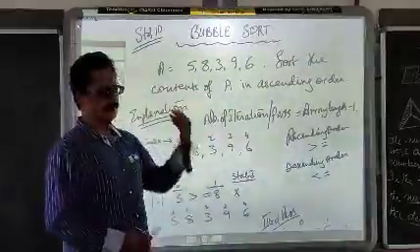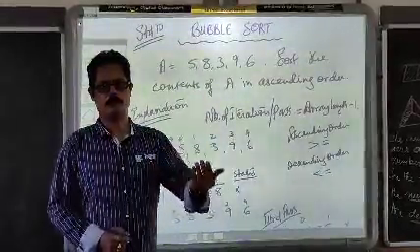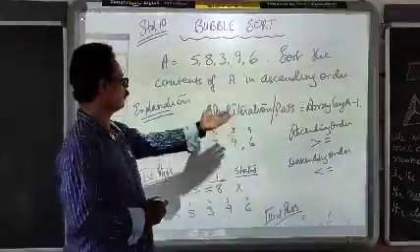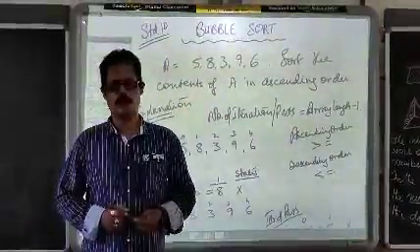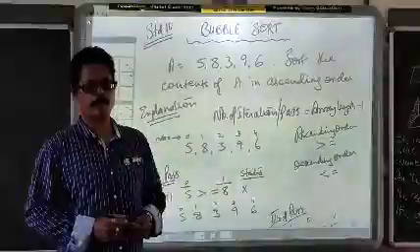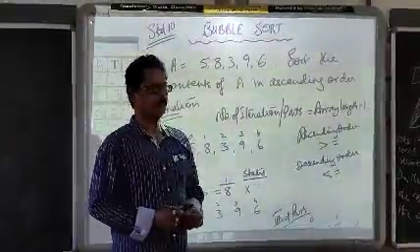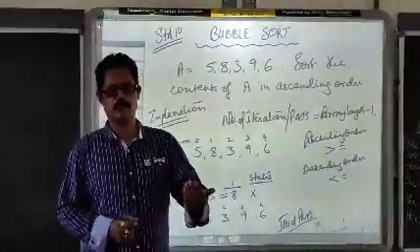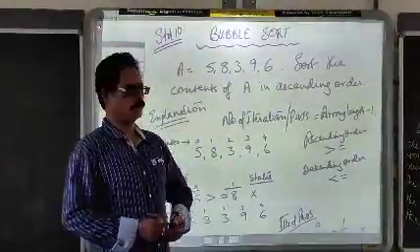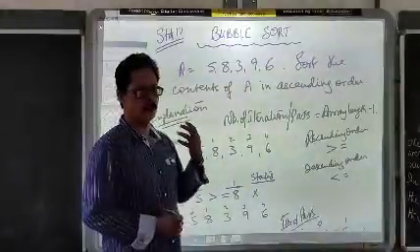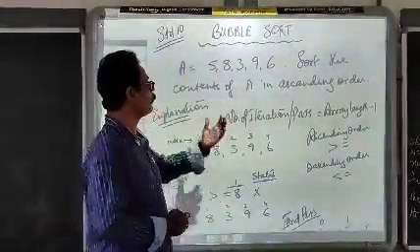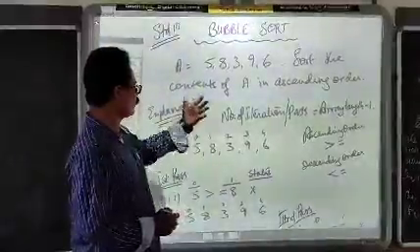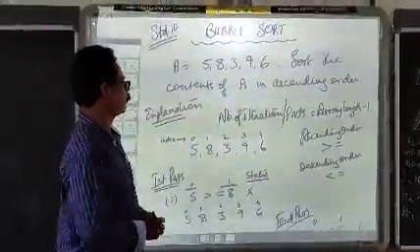So the process will continue until the entire element is sorted or arranged in either ascending order or in descending order. So sorting here means arrangement of data items, data values, either in ascending order or in descending order. So with special reference to sorting, we have the technique that is called bubble sort, which is in your syllabus. So let us discuss this bubble sort with an example.